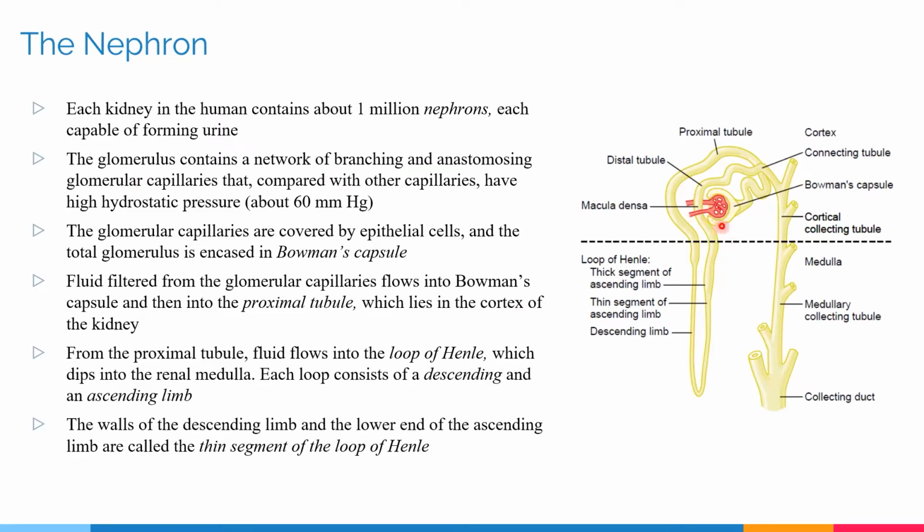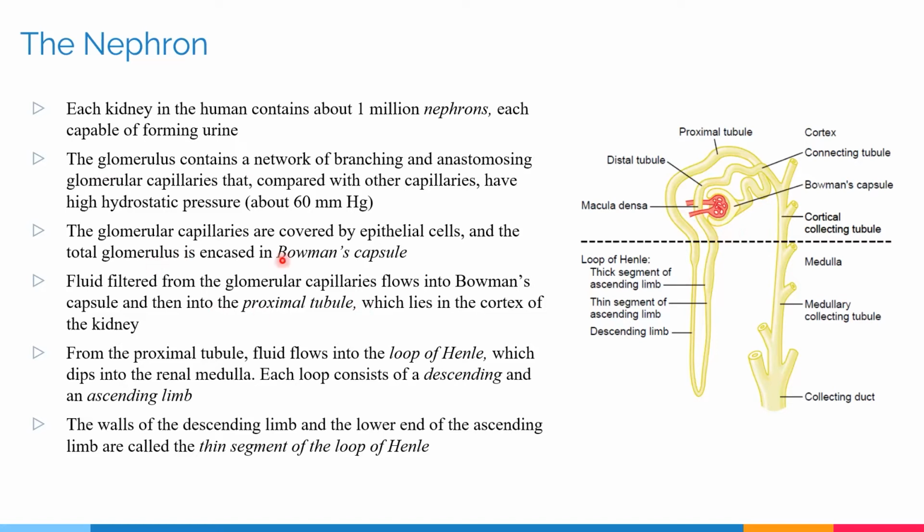this smaller red structure that is shown right here, contains a network of branching and anastomosing glomerular capillaries that, compared to other capillaries, have high hydrostatic pressure. So this glomerulus is connected to an afferent artery, which brings blood to the glomerulus where it is filtered. So essentially, this is the place where the filtration function of the kidney is done.